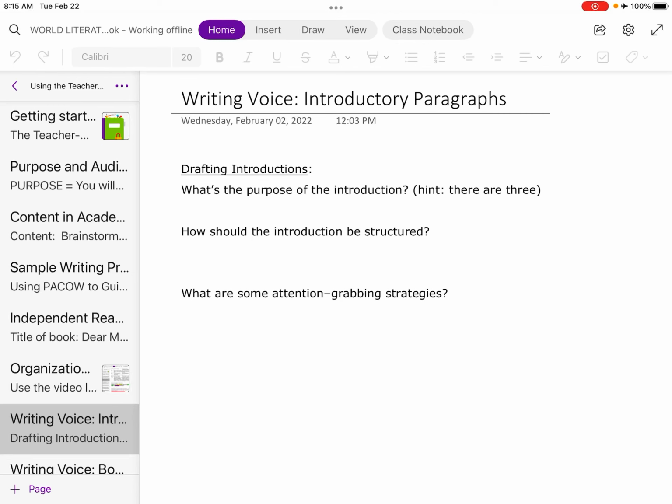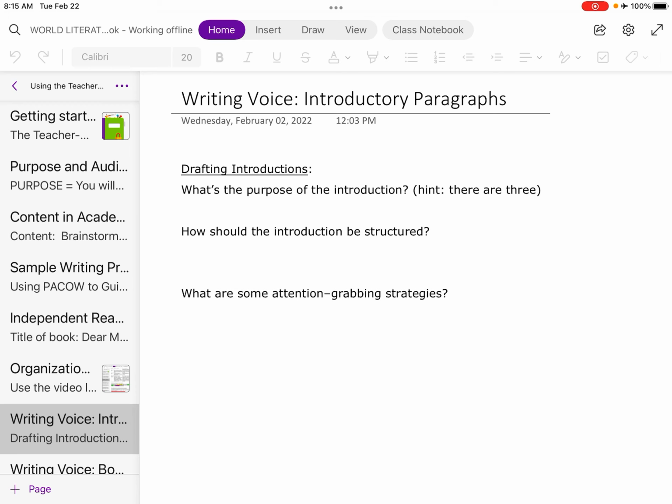Thus far, we have done the P, which is purpose, A, audience, C, content, and O for organization in the writing process for academic essays. So now we're going to move on to the W, or the writing voice. The first part of the writing voice we're going to talk about is the introductory paragraph.